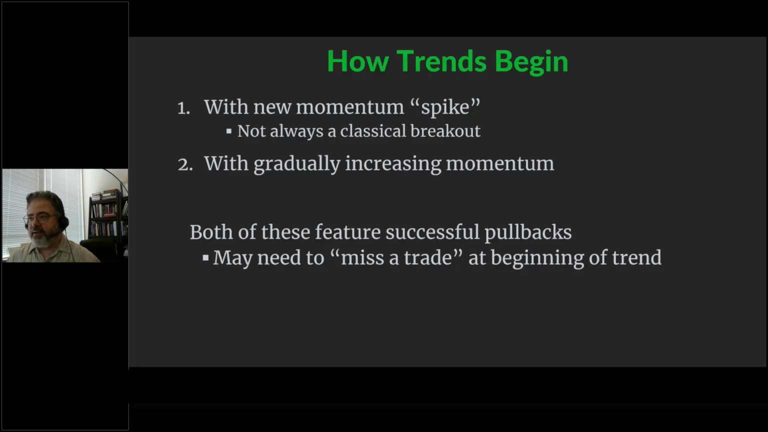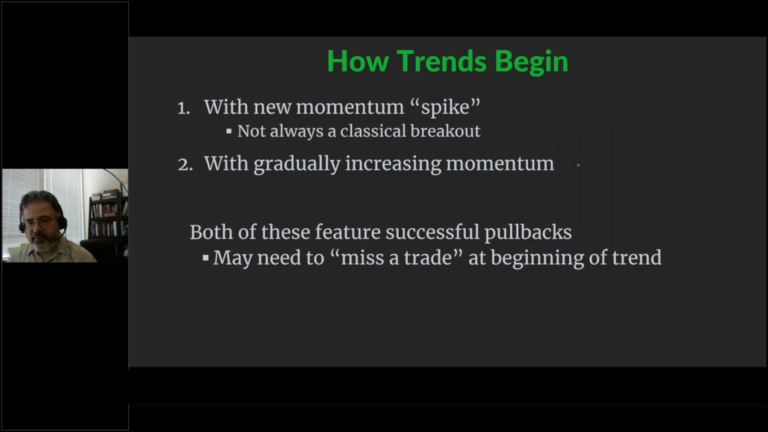So let's talk about how trends begin. Two ways: with a momentum spike. Imagine a market that's chopping around sideways. I believe I have the wrong ink color there. You have a market that's chopping around sideways, and then boom, it has a big move to the upside, clears a bunch of resistance, just punches to new highs, and then we see pullbacks form, and we see the market trend to the upside. This is number one.